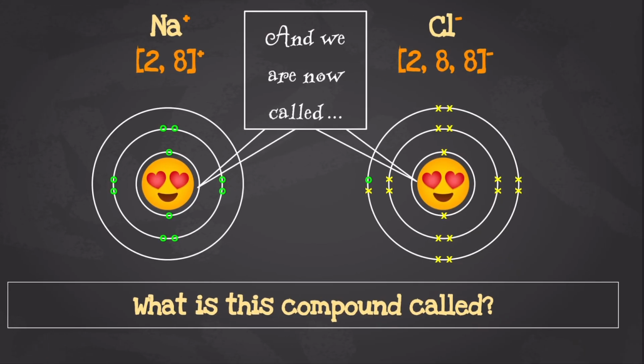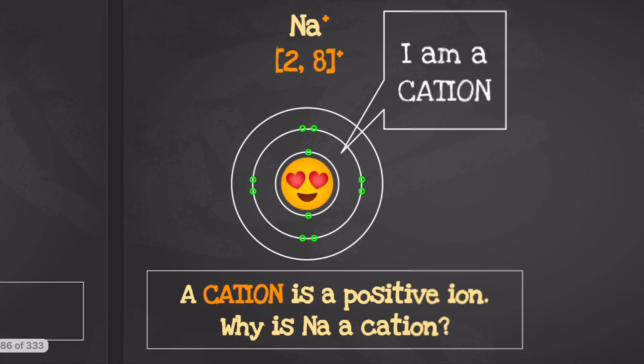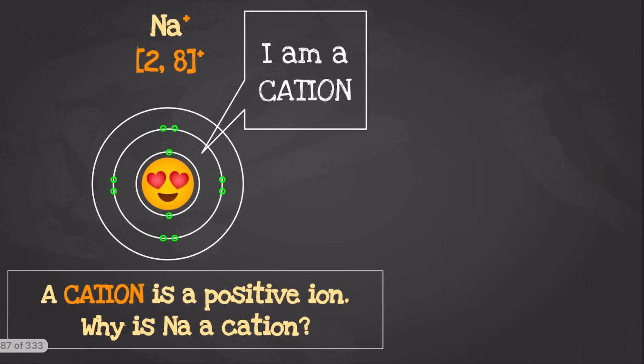And now the compound is called sodium chloride, which is table salt. Okay? Now, sodium has now become a cation. A cation is a positive ion. Okay? Now, why did it become positive?